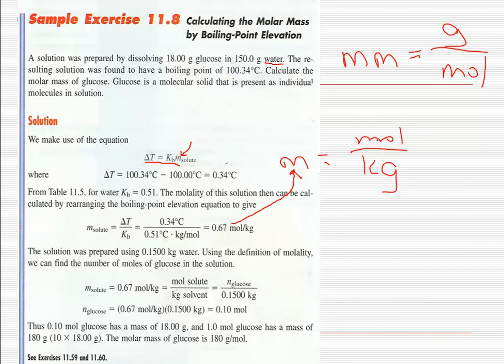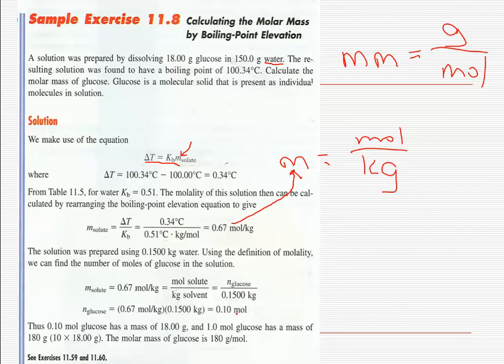So once I figure out by plugging in the molality, the 0.1500 kilograms in here, I can solve for moles. And that's what's happening down here in this setup. Okay, they plugged all that into the equation. They do it a little bit different. This is the equation I like to work with. And I find out that I have 0.1 moles of glucose.